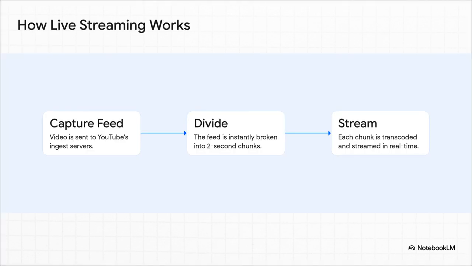Now, live streaming, that's a whole other ballgame. It's even more intense. The live feed gets sent to YouTube and is then immediately chopped up into tiny 2-second chunks. Each one of those little chunks gets transcoded and delivered in real time. It's this frantic, non-stop process that allows millions of people to watch a huge event live all at the same time without the system even breaking a sweat.